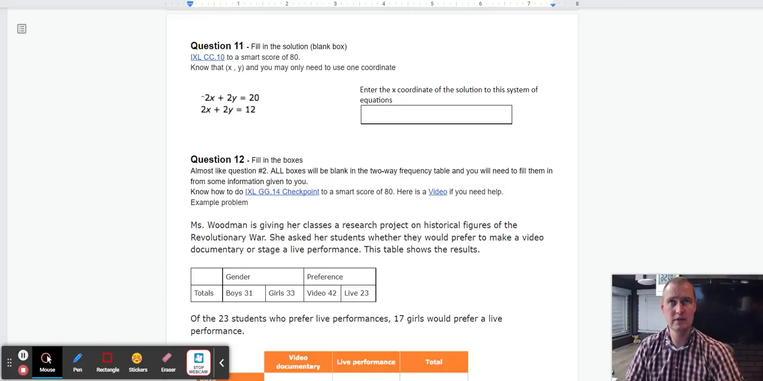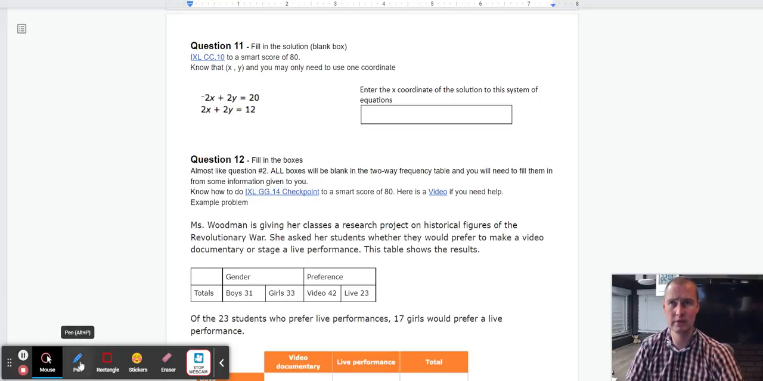Question 11. It's going to be a fill in the solution, which is a blank box. IXL CC10 is going to be very helpful in this case. So if you haven't done IXL CC10 to a smart score of 80, you need to do that because you're going to need to know to find a solution. Also, you need to know that X and Y, well, what is X and Y? That's a point where 2 lines will cross and you only need 1 coordinate.